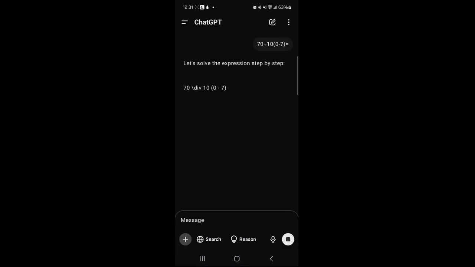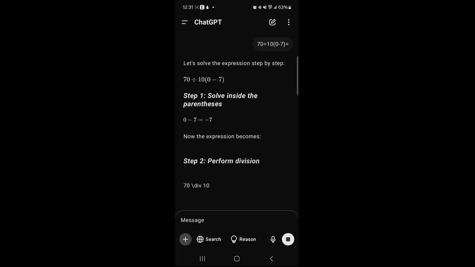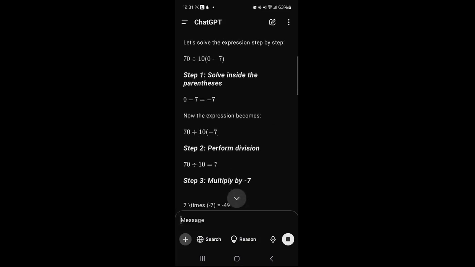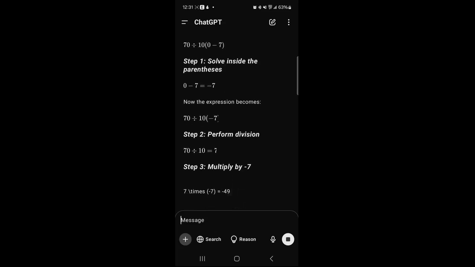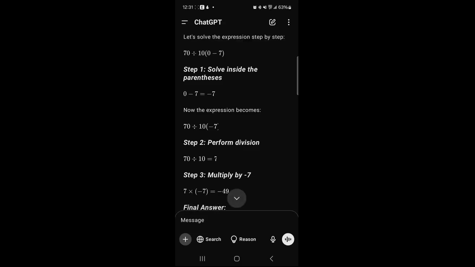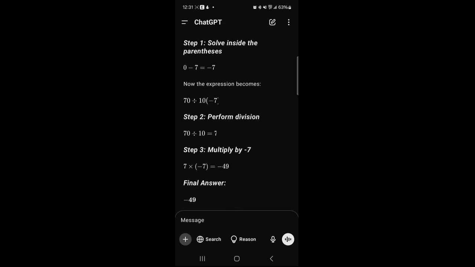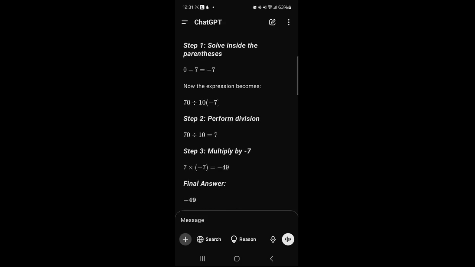Let's just see what it says. Okay, all right, let's solve it step by step. Solve inside the parentheses, number 1, 0 minus 7 is minus 7. Now the expression becomes 70 divided by 10 multiplied by minus 7. Step 2, perform division. 70 divided by 10 is 7. Step 3, multiply by minus 7. 7 times minus 7 is minus 49.